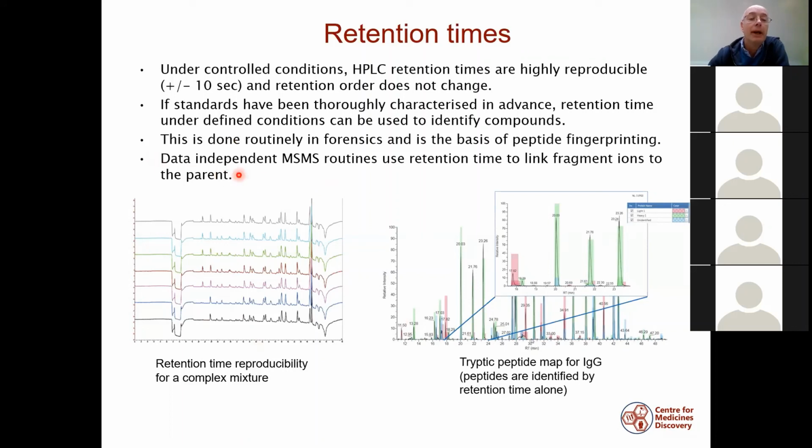In mass spec, there is a type of analysis called data independent analysis, and this uses the retention time of the compound along with its mass and also its fragmentation pattern to link the fragment ions to the parent.